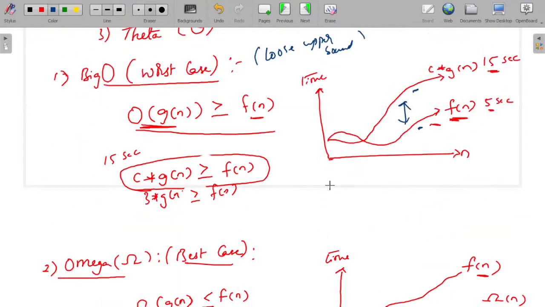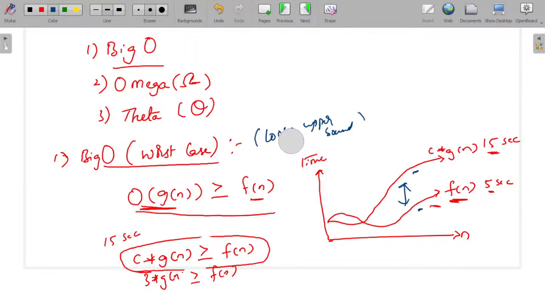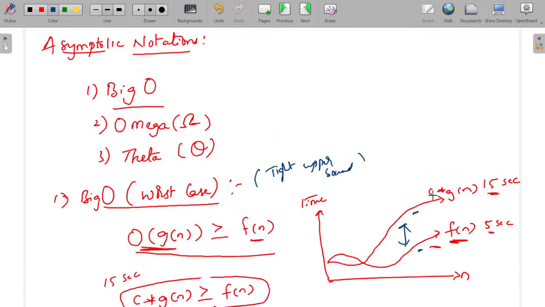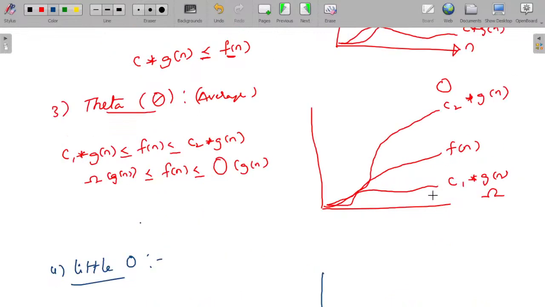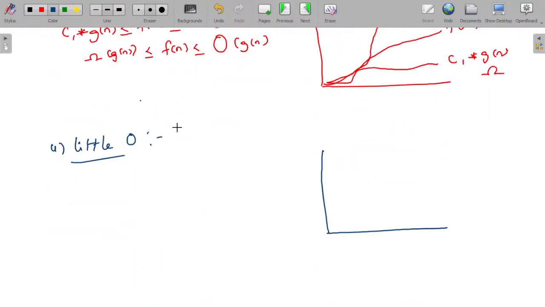Oh, why am I confusing myself? Big O notation is used to represent a tight upper bound, because here if you see, the curves are almost similar, right? But in little o notation, it is used to represent a loose upper bound.